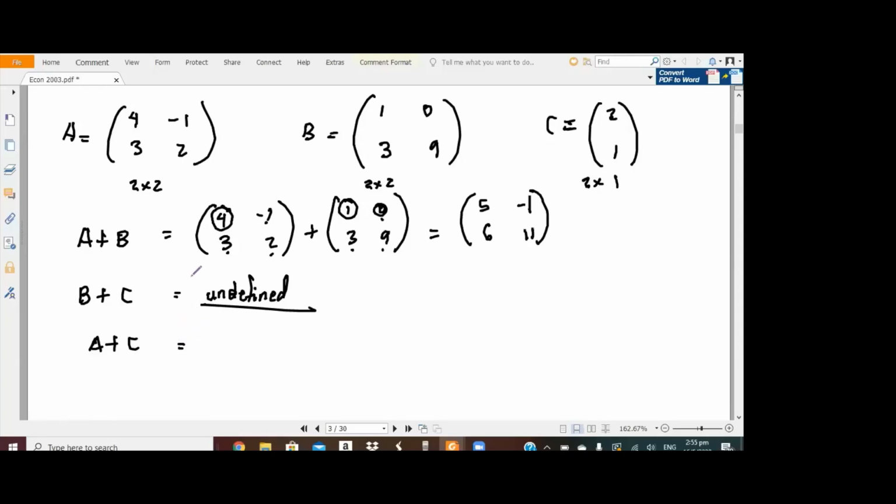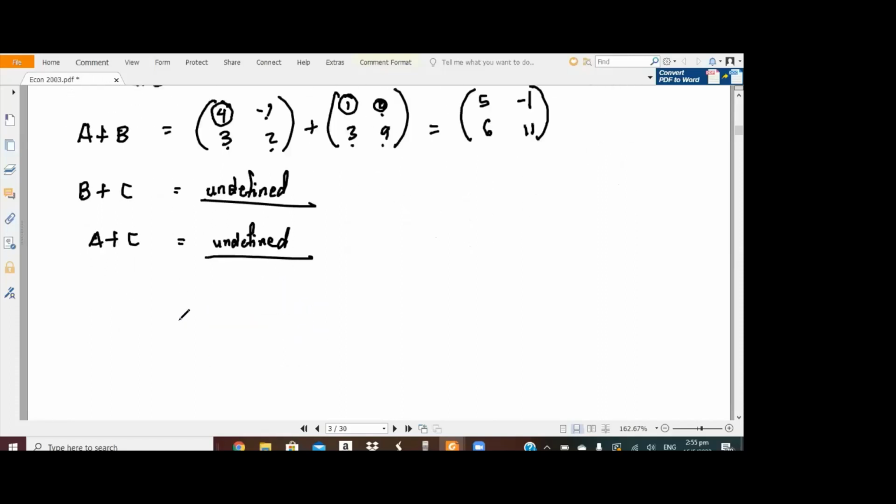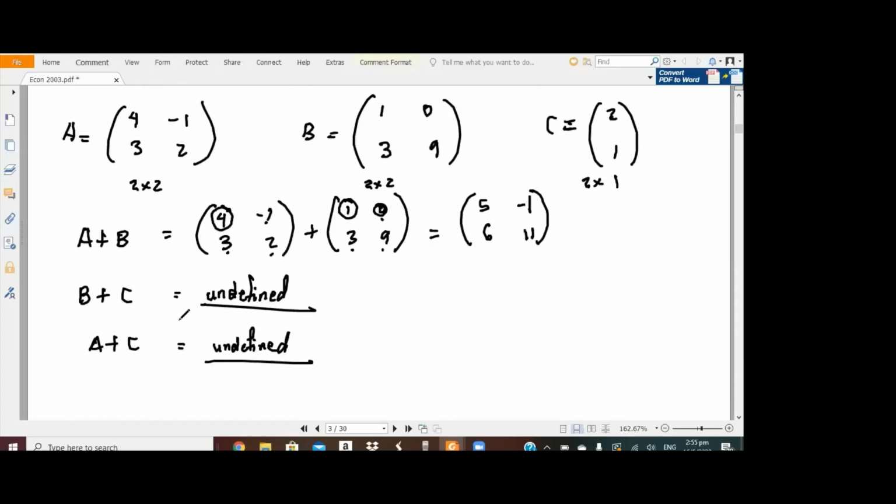Let's look at A and C. A is 2 by 2, C is 2 by 1, same thing. It is undefined. And why is it undefined? It's undefined because they don't have the same order. So that's that. That's matrix addition for you.